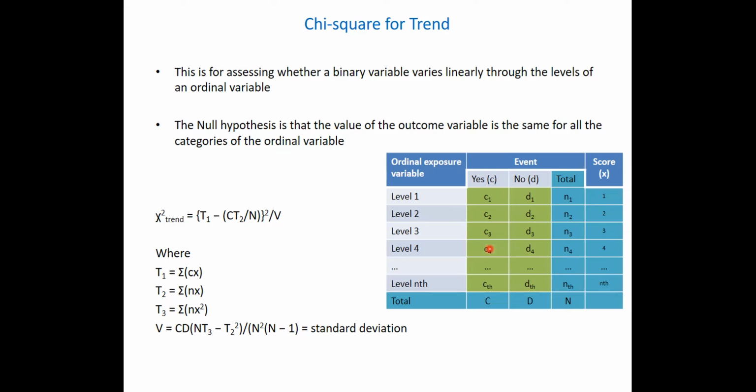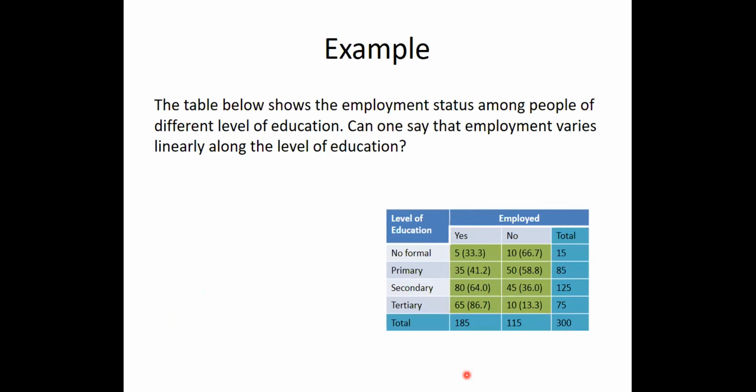Now, look at this table. You see level 1, level 2, level 3, level 4, like that. Let me move to the next one, because I prefer to show you the same table with an example. It makes more sense. Look at level of education. It's an ordinal variable. It's the exposure variable. You remember, you always put your exposure variable along the horizontal. You can see the level of education: no formal, primary, secondary, tertiary. They are along the rows.